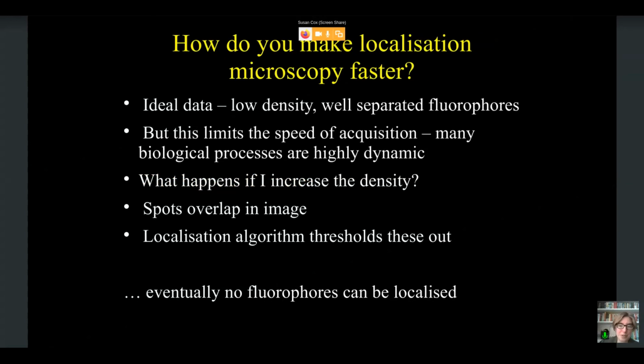If we do want to make it faster, in this case, we end up with exactly this problem. In ideal data, you have low density and well-separated fluorophores, but this limits their speed of acquisition. So what happens if I increase the density? Spots overlap in the image, the localization algorithm thresholds these out, and eventually no fluorophores can be localized.